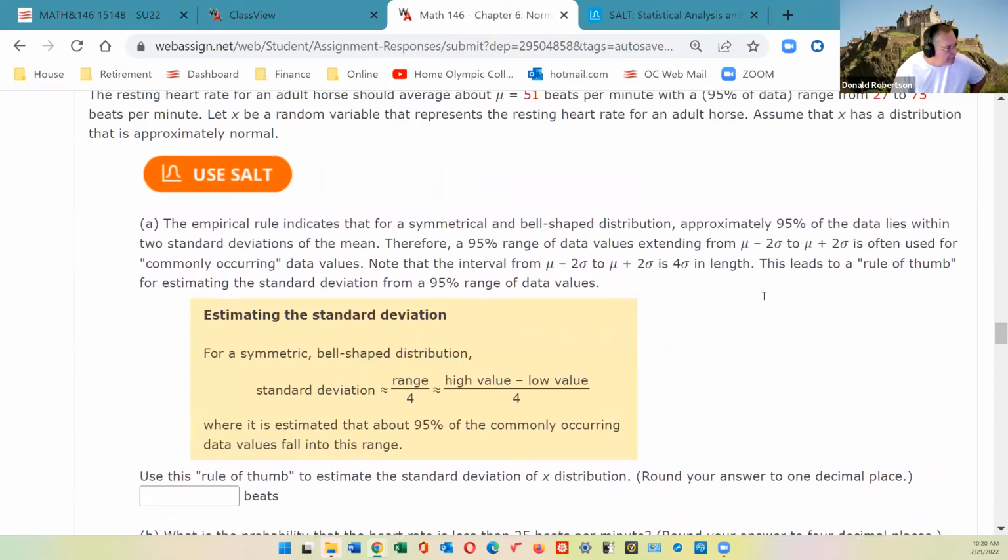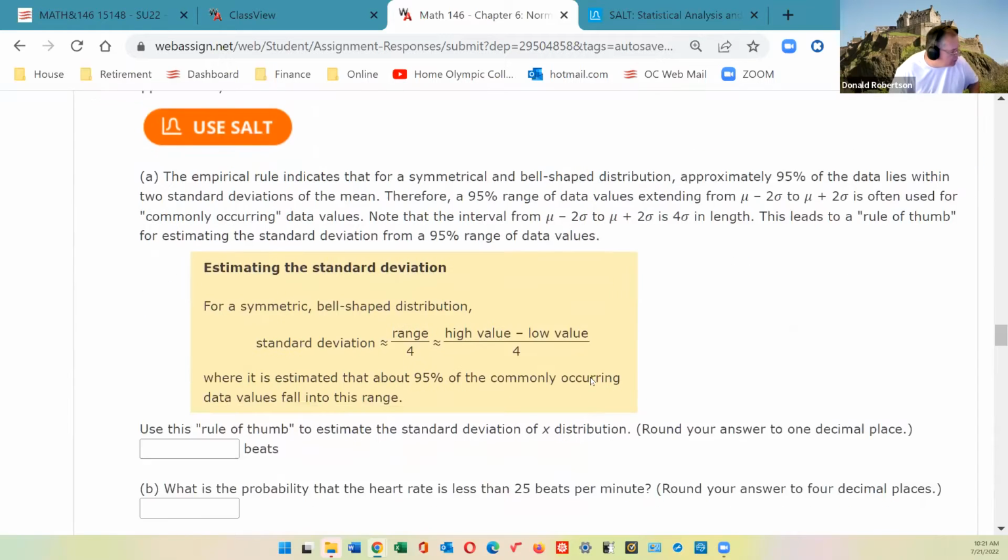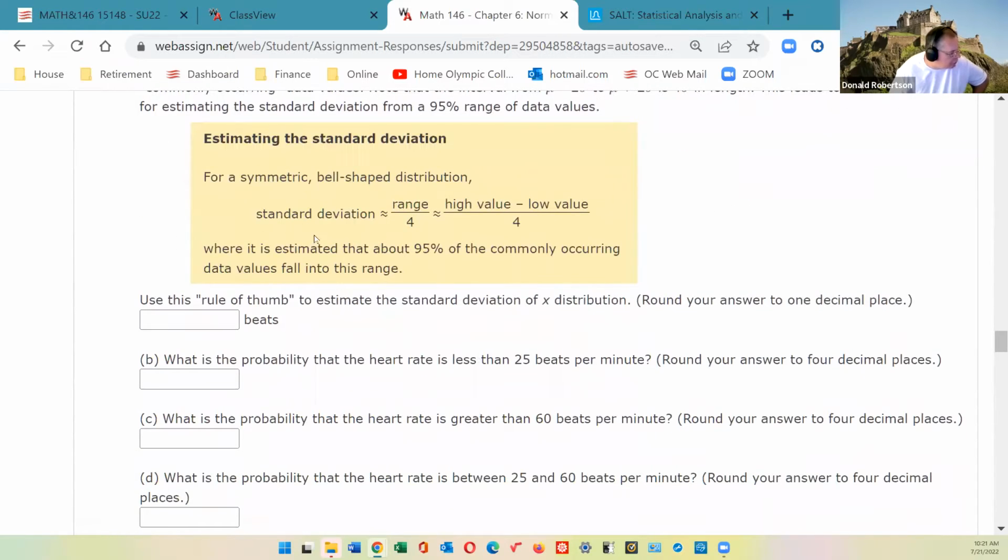Okay, now back to this story then. Since that guy is 27, that's the low number, and that guy is 75, I should be able to just subtract those 2, that's the range, and divide by 4, and I now have an estimate for the standard deviation. We go with that? So 75 the biggest, take away 27 the smallest, divided by 4 gives me 12. So use this rule of thumb to estimate the standard deviation. I'm putting in 12. Are we good?